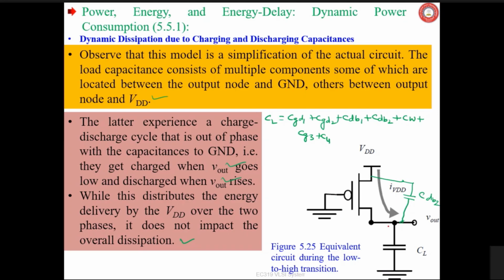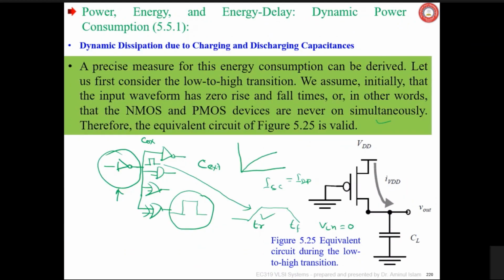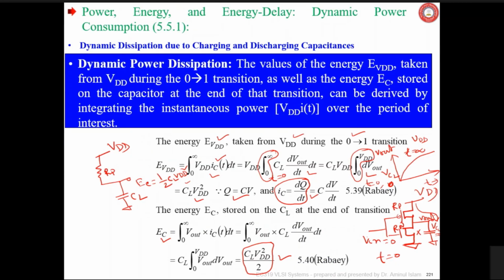So charging, I see, the P MOSFET is going to charge CL. That is being said here. Dynamic dissipation is simple, but yes, mathematics is there. Here you should understand this mathematics a little bit. The value of the energy E VDD taken from the VDD during the 0 to 1 transition, as well as the energy EC stored on the capacitor at the end of the transition.